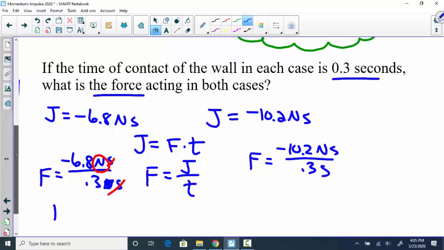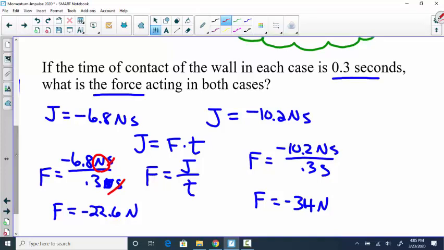And so in this first case, my force is minus 22.6 newtons. And in this second case, my force is minus 34 newtons. And so a little hidden secret here is for objects to actually bounce requires more force. So, something to keep in mind.